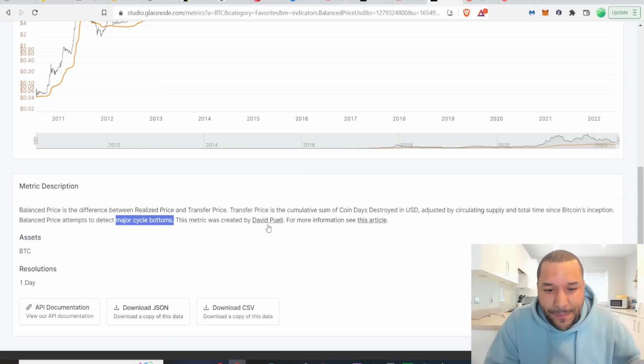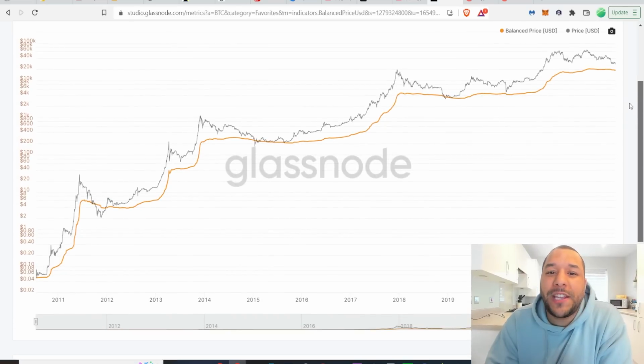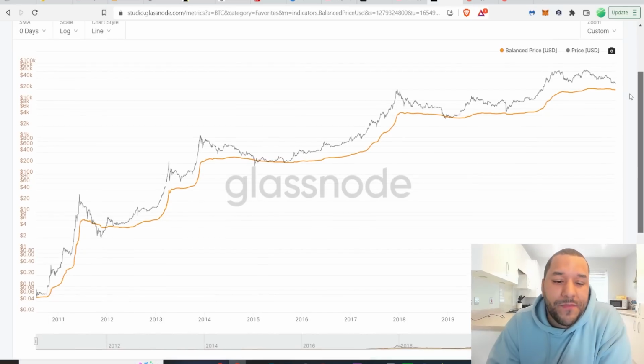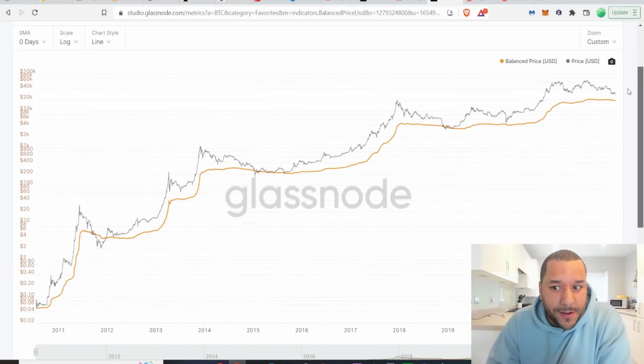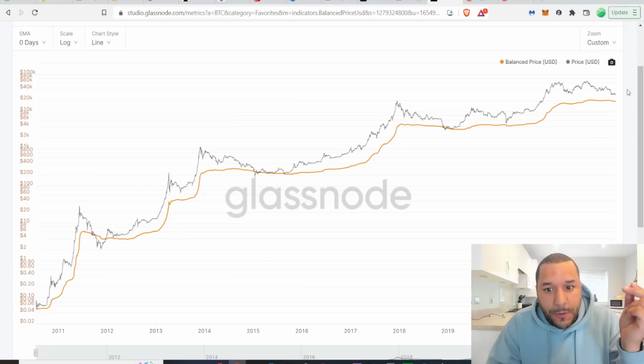This metric was created by David Puell. I think I said your surname right. Big up to you. And it gives us a little article if you want to read more. But what do I like about this? Like I said, it looks for major cycle bottoms. Either way, you can see here it's pretty much been accurate. So damn accurate that I'm thinking I need to start watching this more.